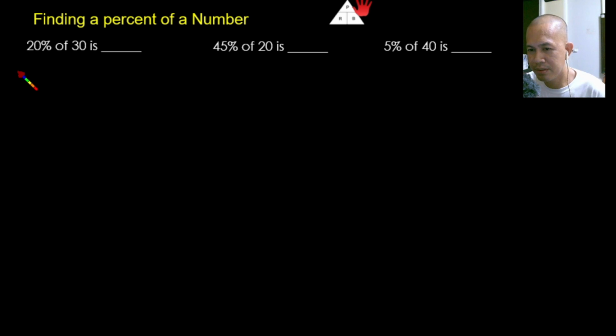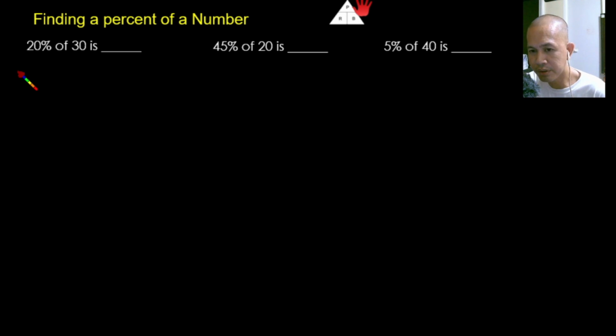Okay, in today's video, we're going to study how to find percent of a number. So we have two ways to find the percent of a number. The first way is by changing your rate into a fraction, and the second way is by changing your rate into a decimal. So the first question, we have 20% of 30 is blank.